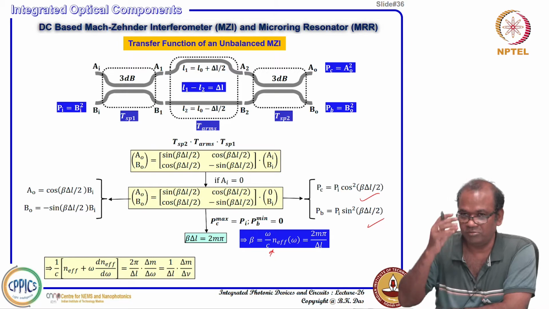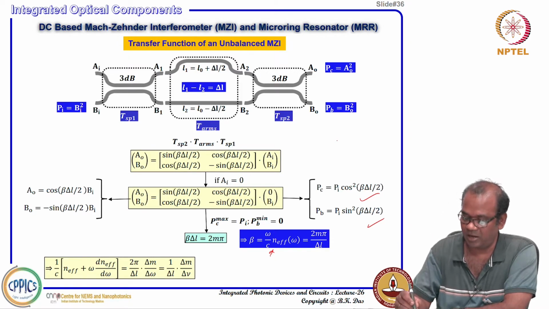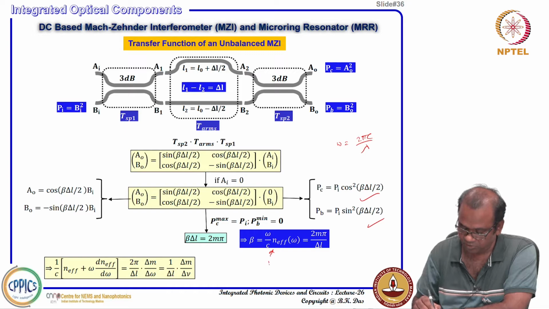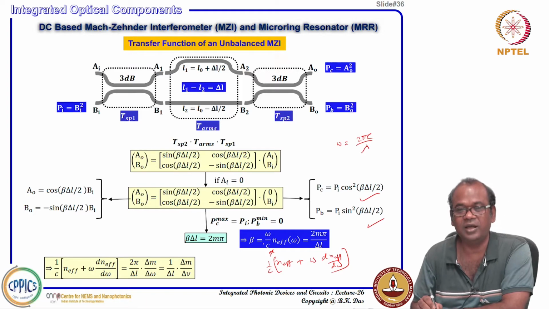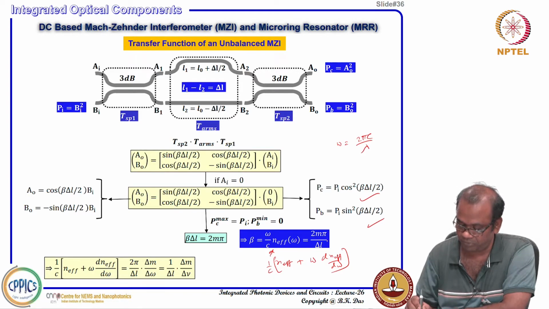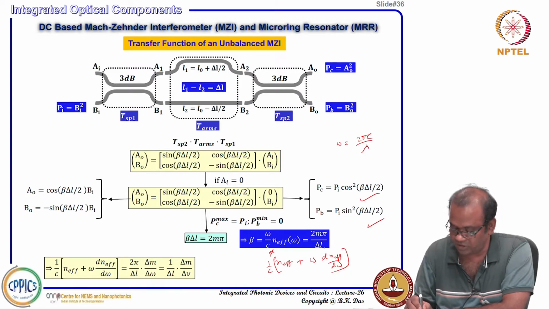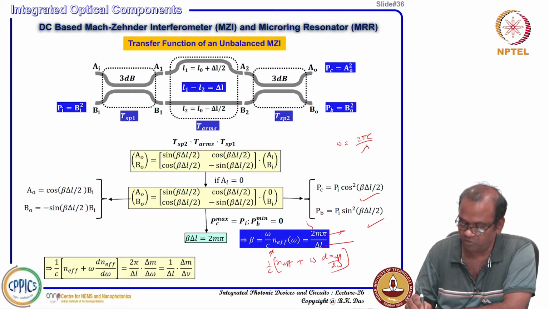So, if you tune omega or lambda, the relationship is omega equals 2 pi c by lambda, where c is the velocity of light. If I do the derivative with respect to omega, you get 1 by c times n effective, plus omega times dn effective by d omega. I am making the derivative with respect to omega on both sides. So if I detune omega, what is going to change on the right side? Delta L is fixed, pi is fixed, 2 is fixed.